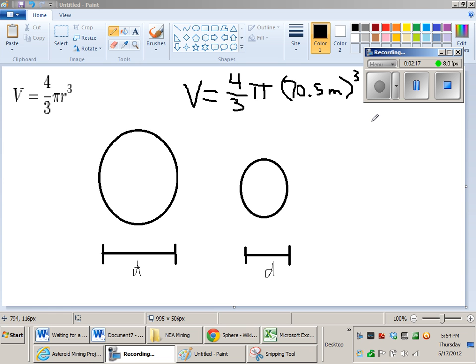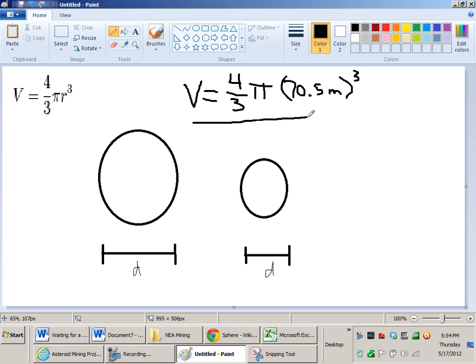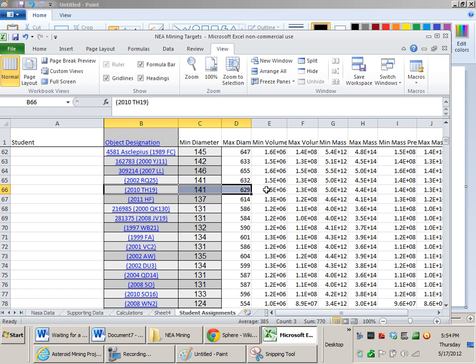So if I substitute the minimum radius of 70.5 meters into this equation, I would set it up like this. That's the volume of the sphere. And what I end up getting, once I do the calculation, is 1.5 times 10 to the 6th. So it's about 1.5 million cubic meters as a minimum volume. With that in mind, I can keep going and ask questions like what the minimum mass is.